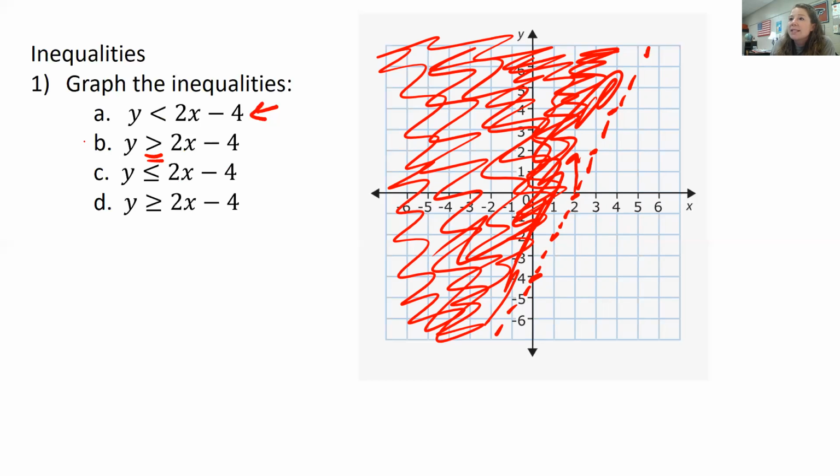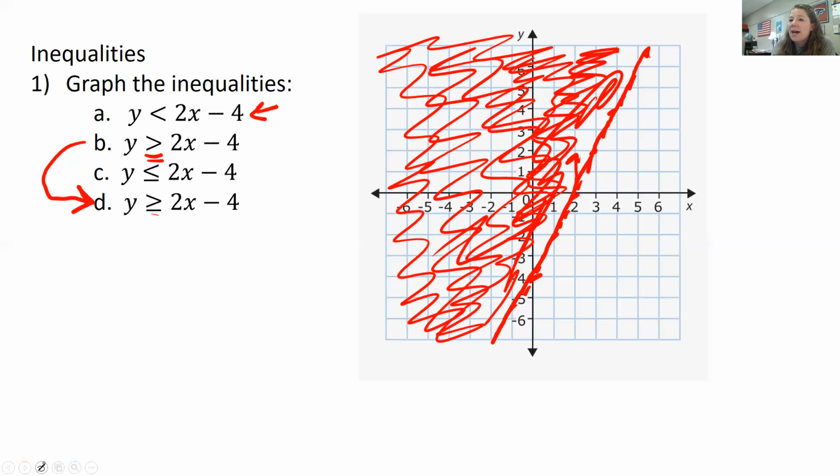All right, so that was B. Let's go to D. The only difference between B and D is the "or equal to." So instead of having a dashed line, it's going to be a solid line. Now that is the graph of D.